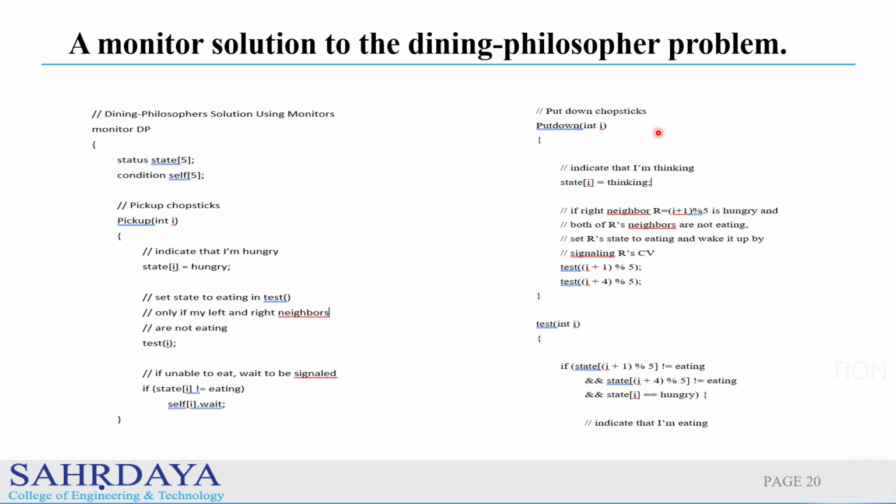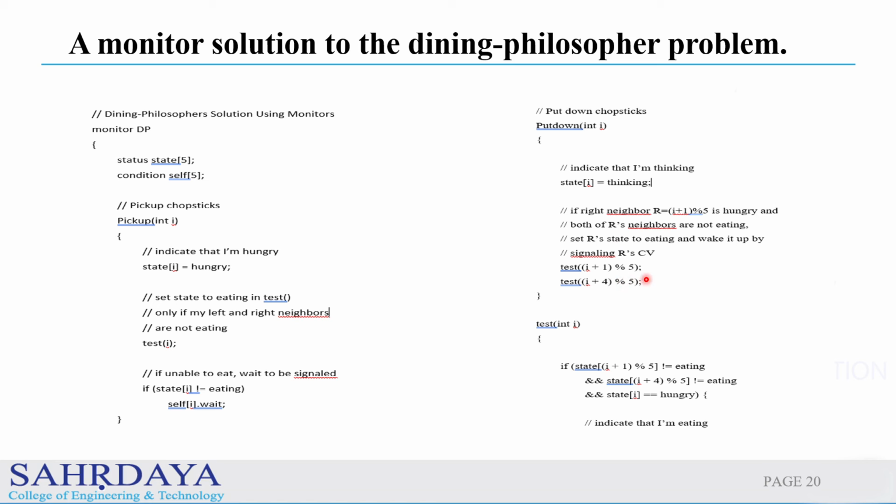And now we are going to do the putdown function, put down the chopstick, putdown(int i), state[i] is equal to thinking. So you're indicating that I'm thinking. If the right neighbor r, which is (i + 1) % 5, is hungry and both of r's neighbors are not eating, set the r state to eating and wake it up by signal r.cv. So we are basically going to indicate that I'm thinking.